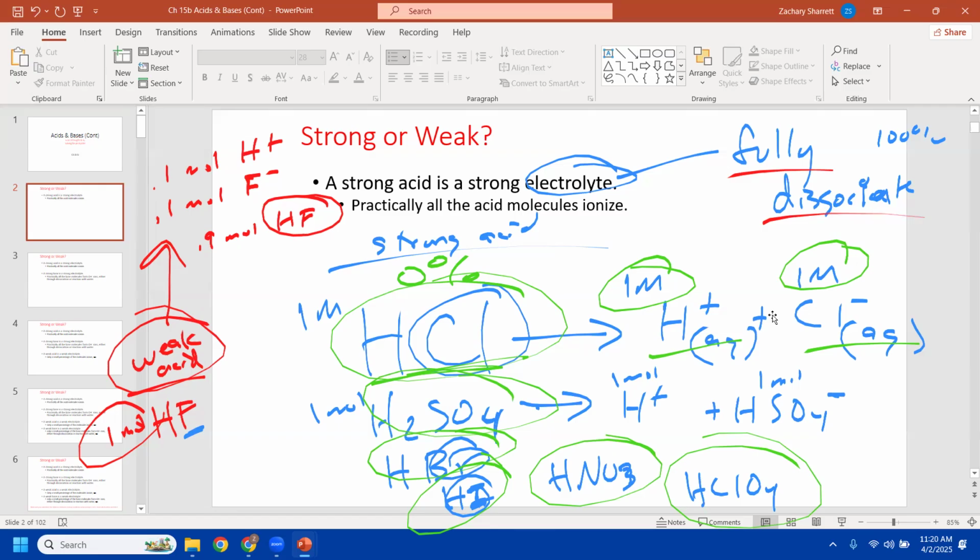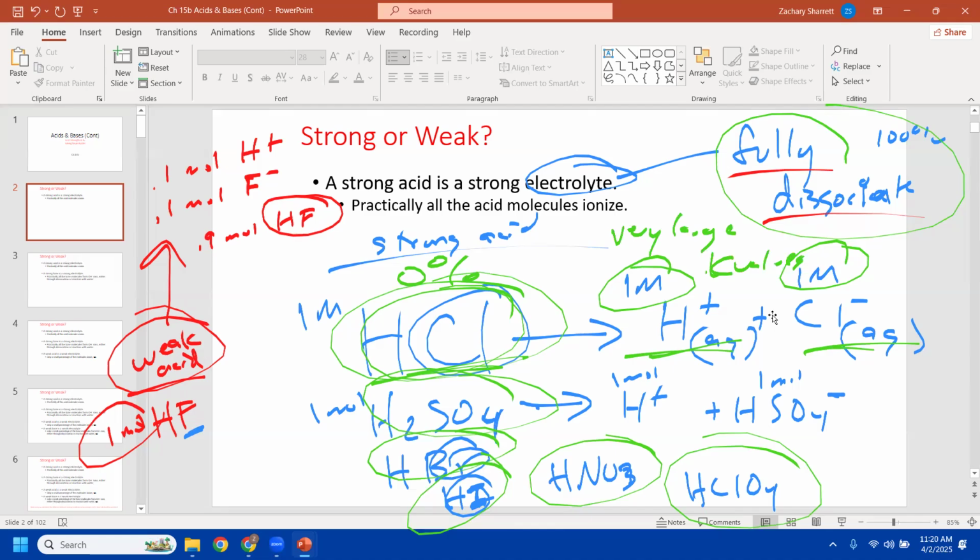What does a large K value mean? Did we just take a test on this? What does a large K value mean, Angelina? It makes a lot of products. So if all of the reactants go to products, what is the definition of a strong acid? A strong acid fully dissociates and it has very large K values. Okay. So did everybody write down these 6 strong acids?